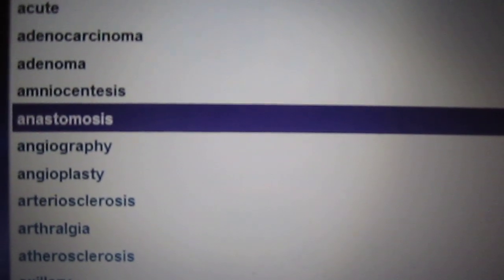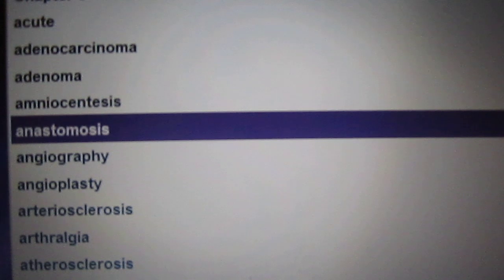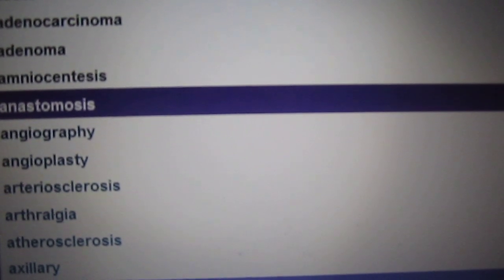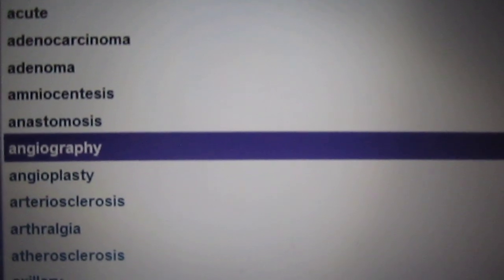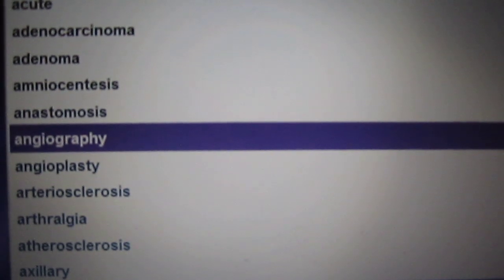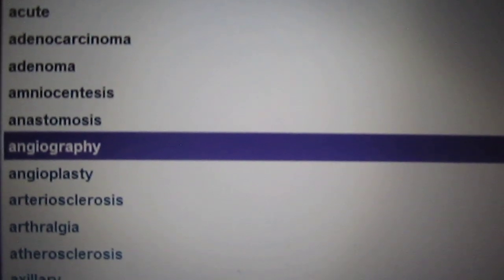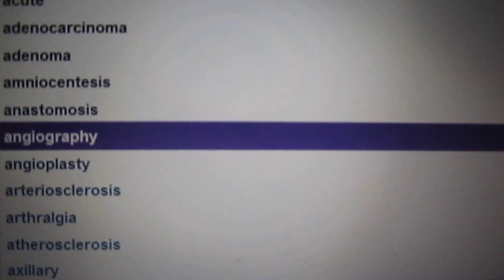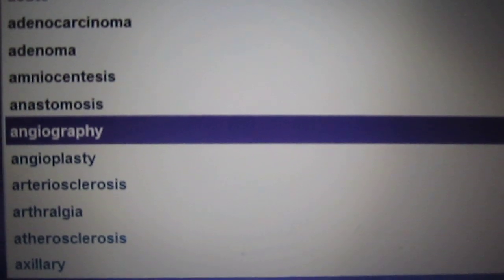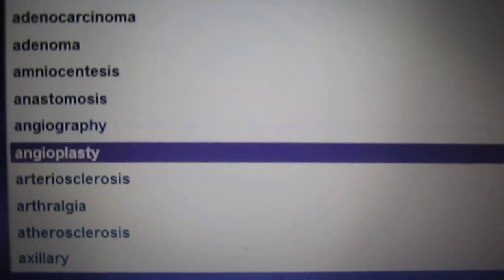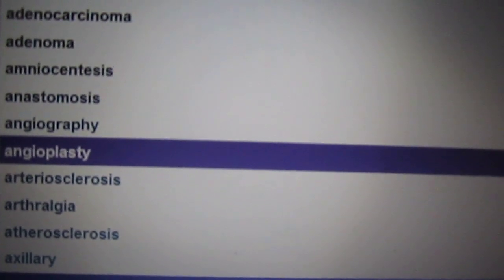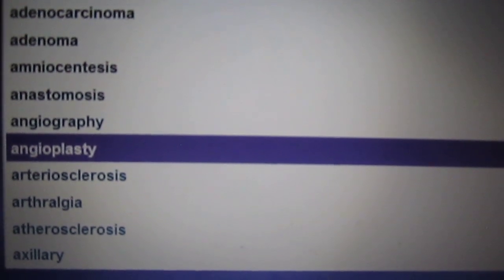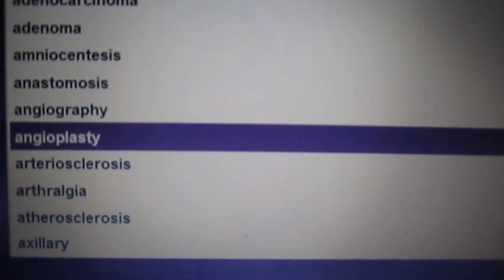Anastomosis. An anastomosis is a new surgical connection between two previously unconnected structures. Angiography. Graphy means the process of recording. Angiography is the process of recording X-ray images of blood vessels after the injection of contrast material. Angioplasty. Plasty means surgical repair. Angioplasty literally means surgical repair of a blood vessel.